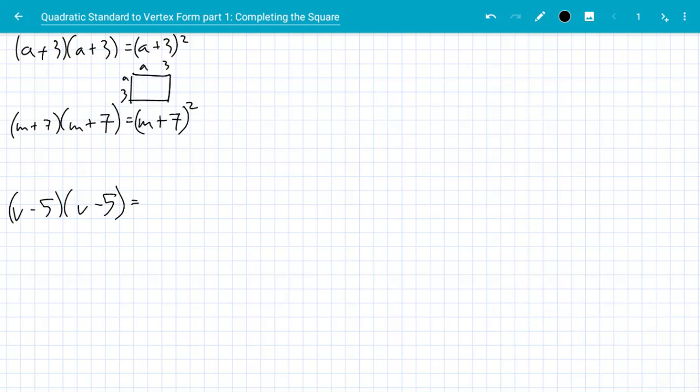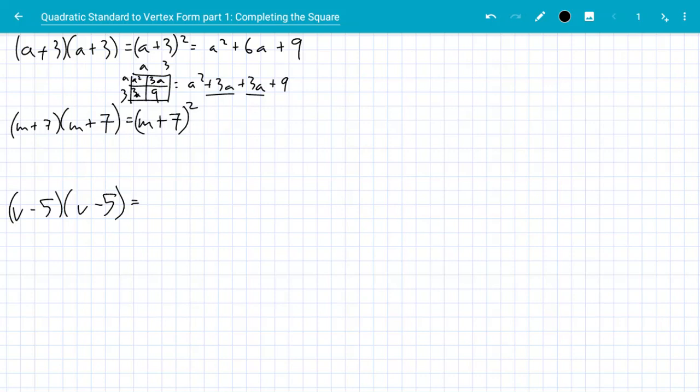So you can see a plus 3 on top, a plus 3 on the side. A times a is a squared. A times 3 is 3a. 3 times a is 3a. 3 times 3 is 9. So that could be written as a squared plus 3a plus 3a plus 9. The two middle terms can be combined to 6a. So this is just a squared plus 6a plus 9.